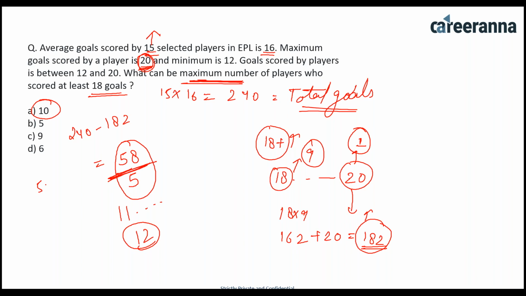Can you please distribute this 58 among 5 people? Just do it for me. And everyone should have at least 12 goals. Guys, please tell me the number. What should I write here?